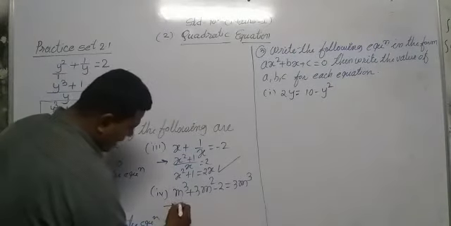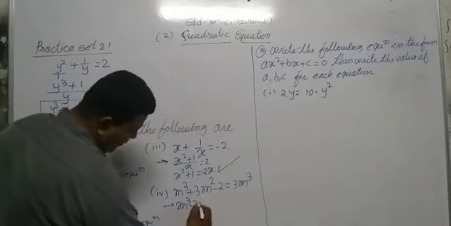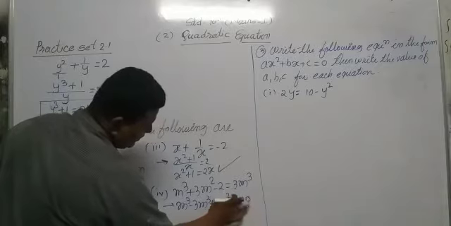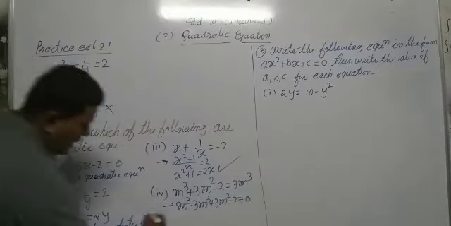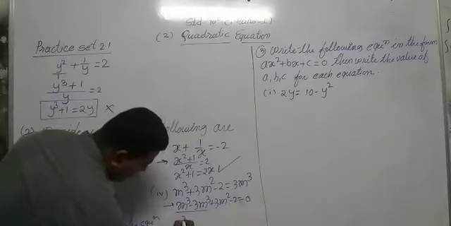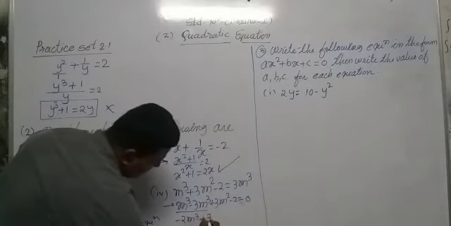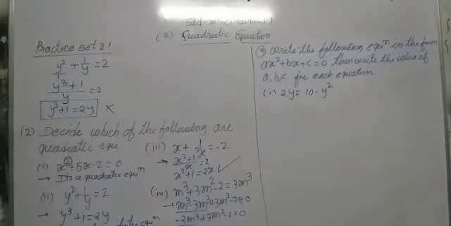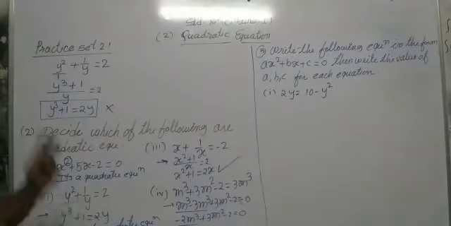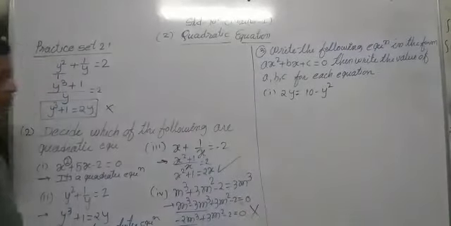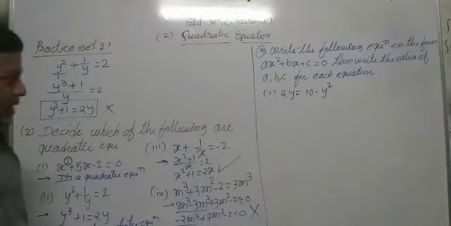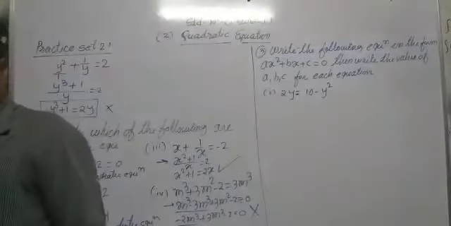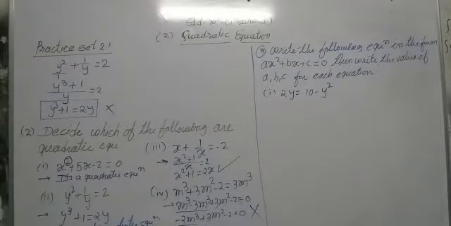Transfer that 3m cube to that side: m cube minus 3m cube plus 3m square minus 2 is equal to 0. Now, m cube minus 3m cube means minus 2 times m cube plus 3m square minus 2 is equal to 0. Now, what is the highest power of m here? The highest power of m is 3. Hence, it is not an example of a quadratic equation. Okay? Hence, we also say that it is not an example of a quadratic equation. Now, do all of you understand that?